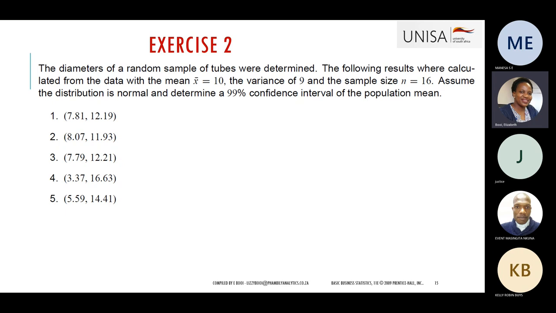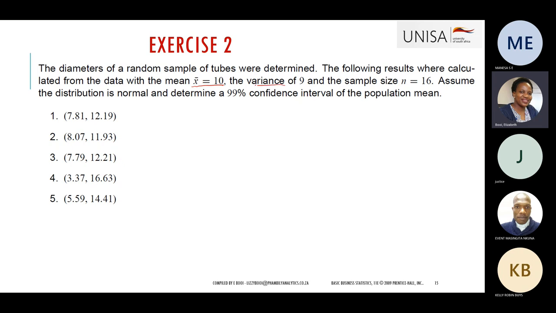The following results were calculated from the data with the mean of 10 and the variance of 9 and the sample size 16. Now, reading this whole sentence from the following results were calculated, you should already realize they're talking about this was calculated from the data with your X bar. Already when they give you your X bar, which is the mean, it tells you this is the sample, right? The sample mean and the variance. So because the X bar and the variance come from this same data, already make that assumption that this is your sample variance.